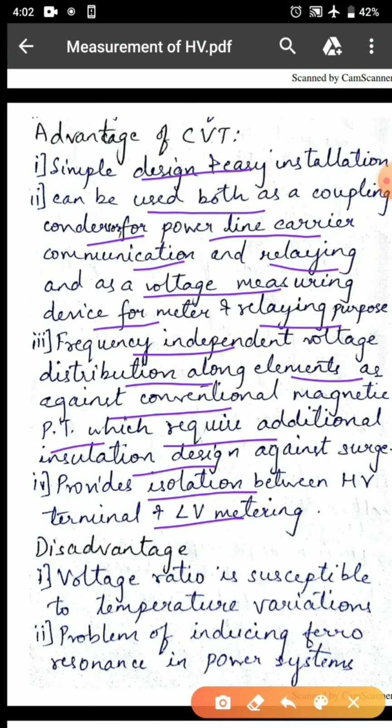Disadvantages of this method are that the voltage ratio is susceptible to temperature variation. It has the problem of inducing ferro resonance in the power system.